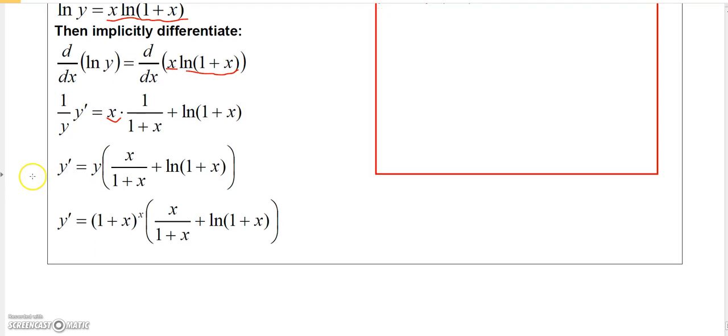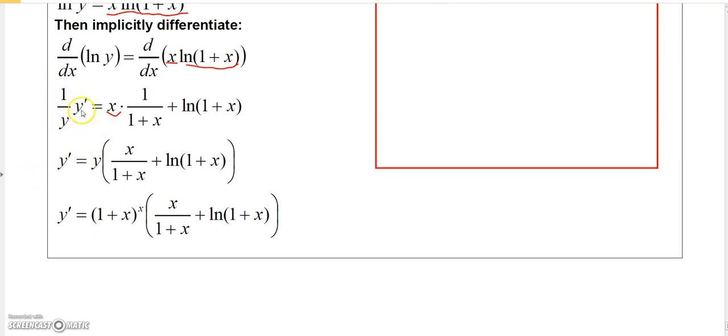Okay, so now we have 1 over y times y prime equals this sum of these two terms, and we can just put the x on top here if we want to. All right, now, to get y prime by itself, just multiply both sides by y. So if you multiply both sides by y, you'll get that. And then if you multiply all of this by y, you'll get what I've got below, which is y times x over 1 plus x plus natural log of 1 plus x. So at this point, we have this for our answer.